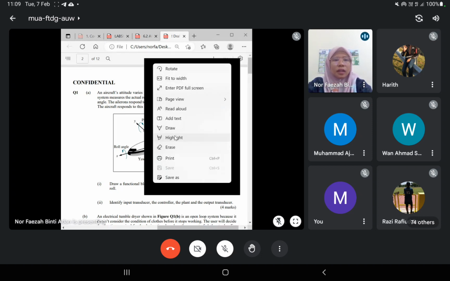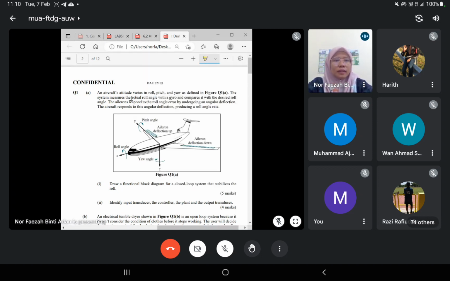Saya highlight so you have to highlight the main points. Actual roll angle, gyro, okay, desired roll angle, and then you have ailerons. You can look at gambar tu, aileron ni is the physical component that moves up and down to react lah, basically your part. And then basically that's all I got.